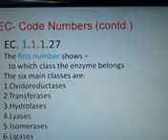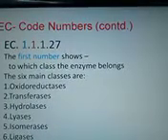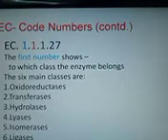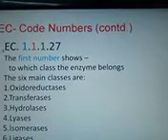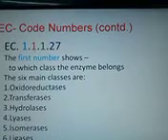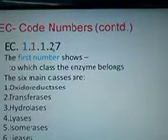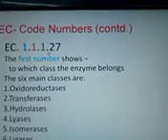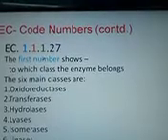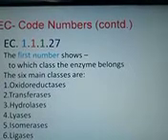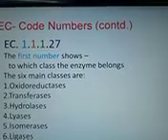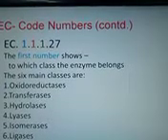Now, each enzyme code number is prefixed by EC. So this is the EC, which is the prefix, and it contains 4 elements separated by points with the following meaning. The first number, that is 1, shows to which class the enzyme belongs.